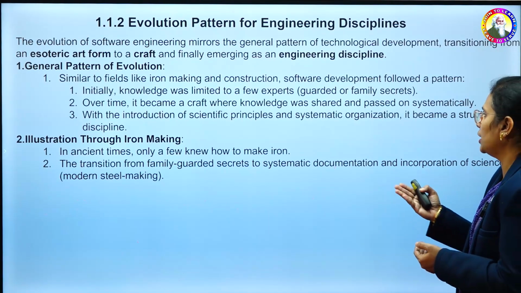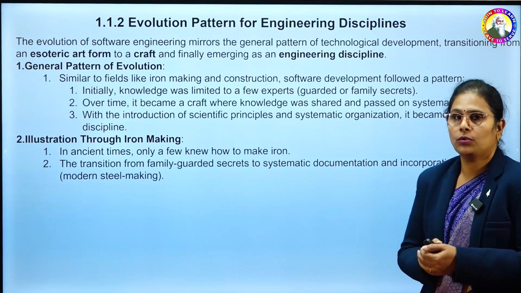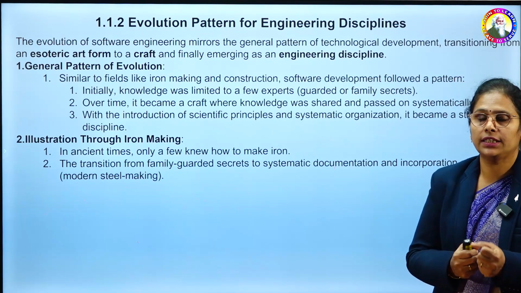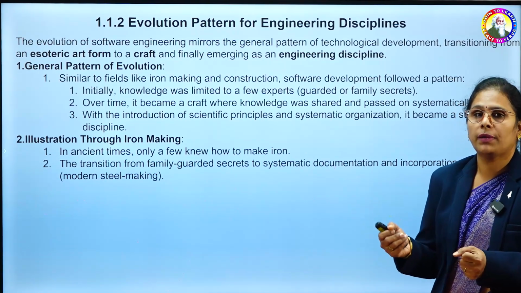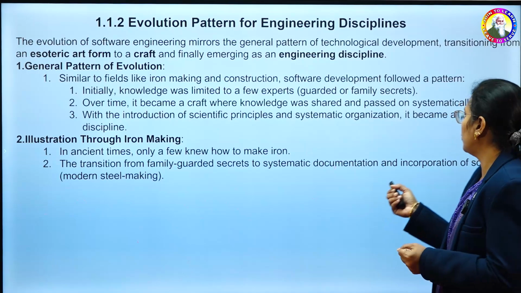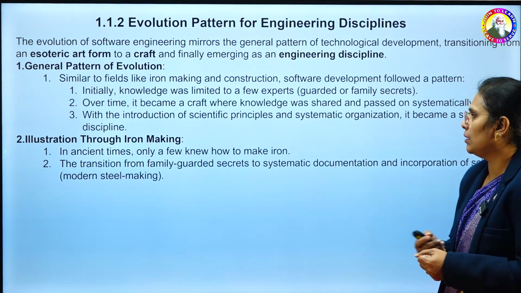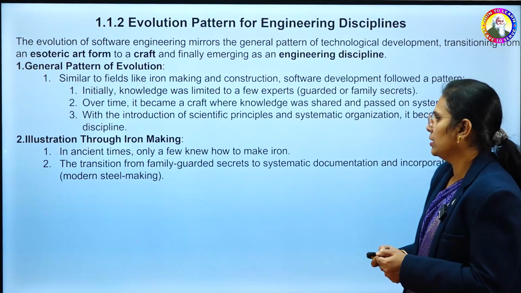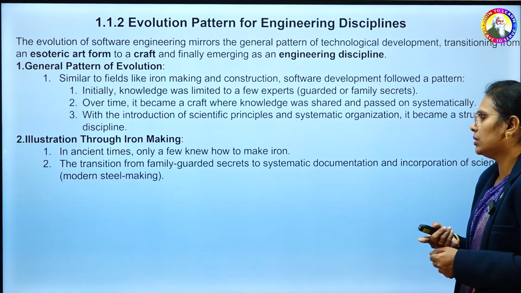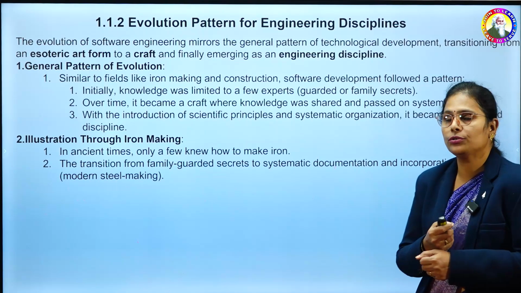With the introduction of scientific principles and systematic organization, it became a structural discipline. Now, in the previous slide, we have seen that there is a need for structural discipline. When I am talking about patterns, they have implemented those patterns, which may lead to developing this structural discipline. We can explain this with an example of iron making. In ancient times, only a few knew how to make iron. Then came the transition from family guarded secrets to systematic documentation and the incorporation of scientific methods into steel making.